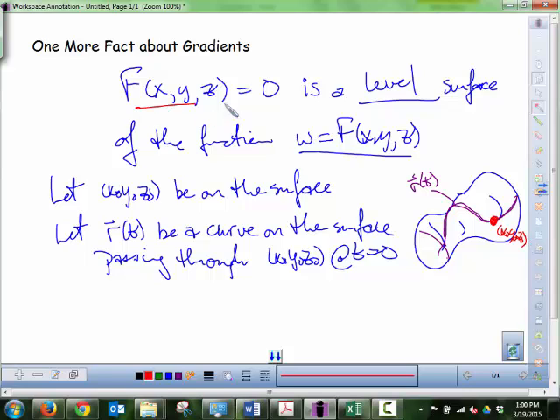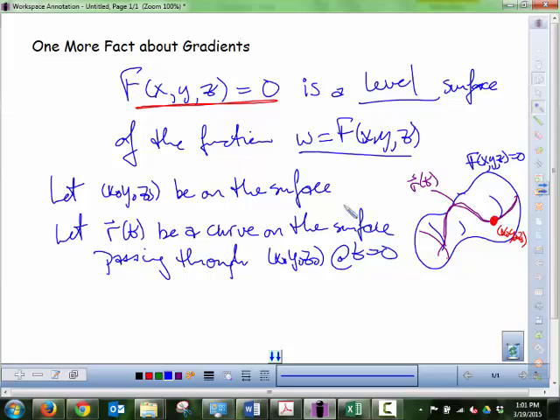So remember that this is a surface that we're talking about. This is f of x, y, z equal to 0, or a constant. Doesn't matter. But it's a level set of that four-dimensional function. And r of t is a space curve, a curve that's on the surface, so it's a three-dimensional curve. It has x of t, y of t, and z of t.